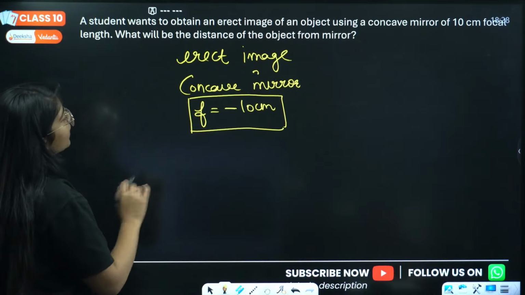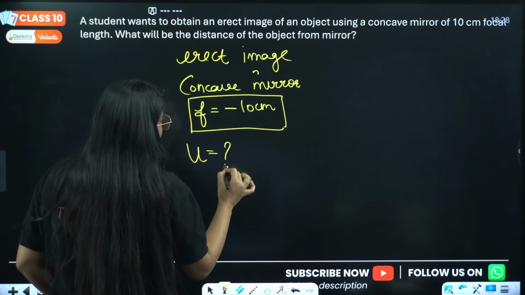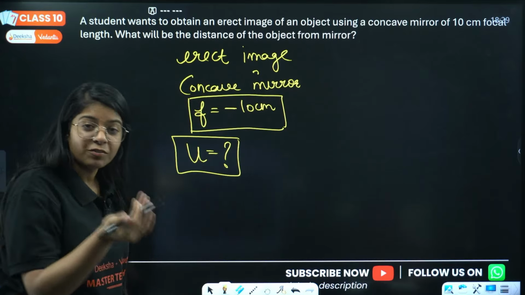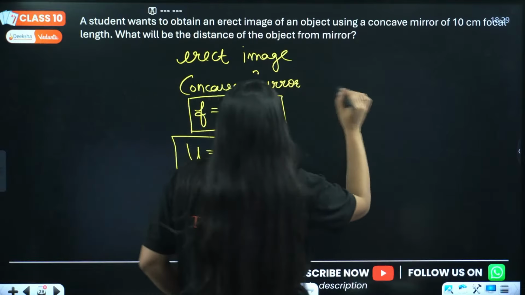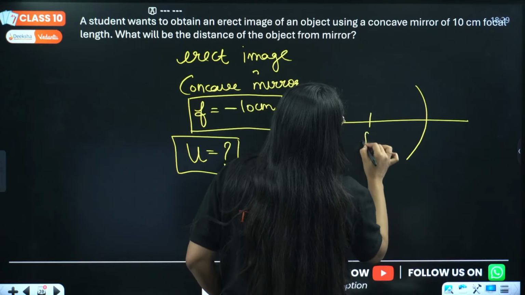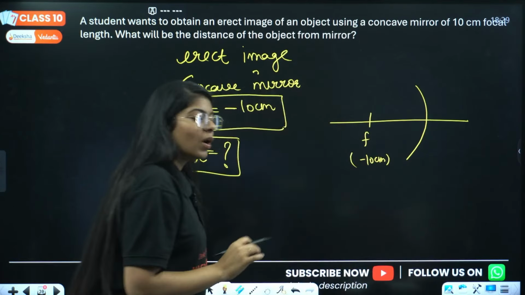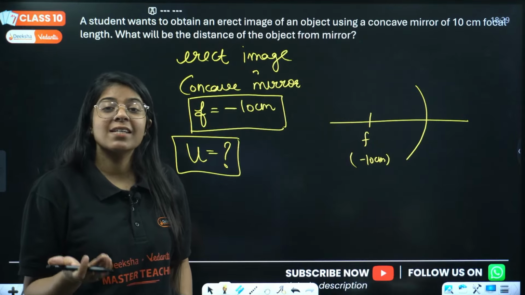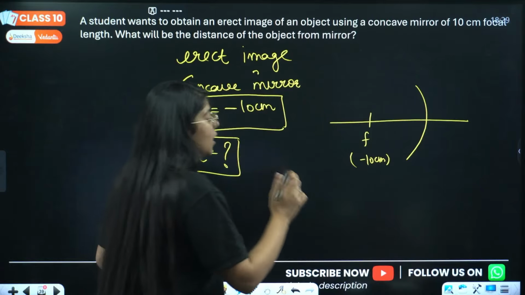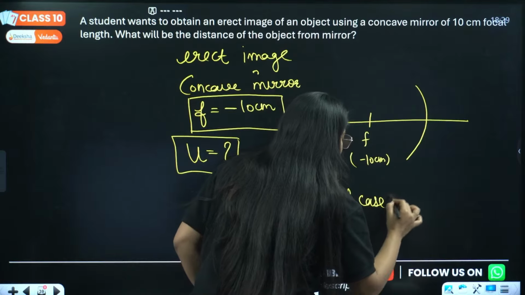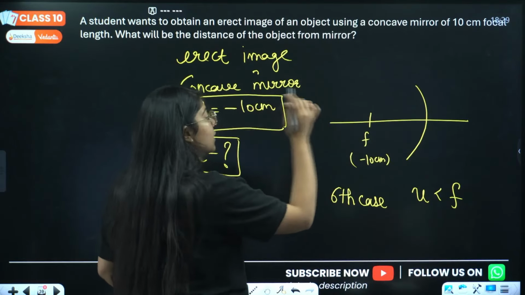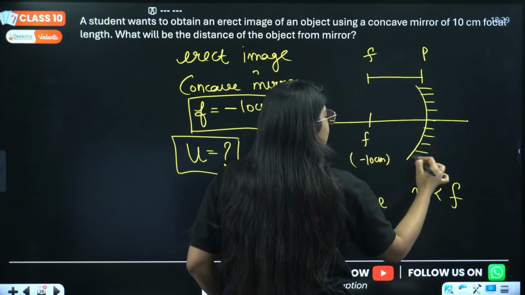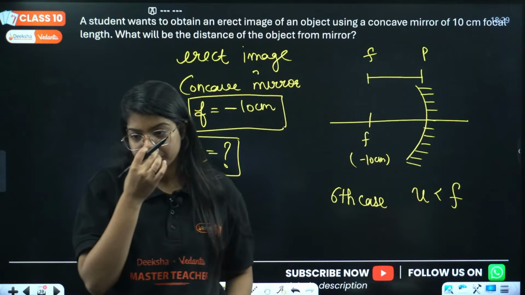Right? Now what will be the distance of the object from the mirror? See, this is kind of a conceptual question, not really a numerical question, because we are just given focal length. We cannot find u or v from that, right? So you just know that this is a concave mirror, the focal length is minus 10 centimeter. Now the image is virtual and erect. In which case is the image virtual and erect in case of concave mirror? That is, ma'am, my sixth case. That means u is less than focal length. Meaning, the object should be placed between the focal length and pole of the mirror. Understood? Everyone understood? Right?